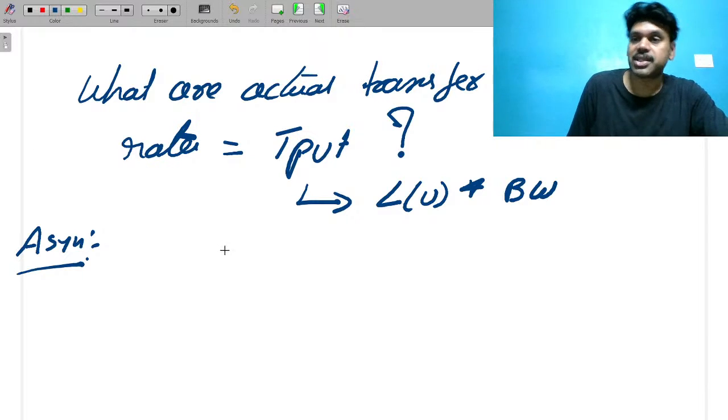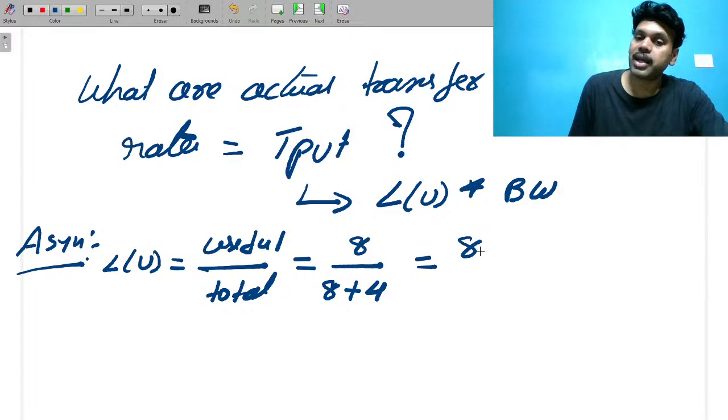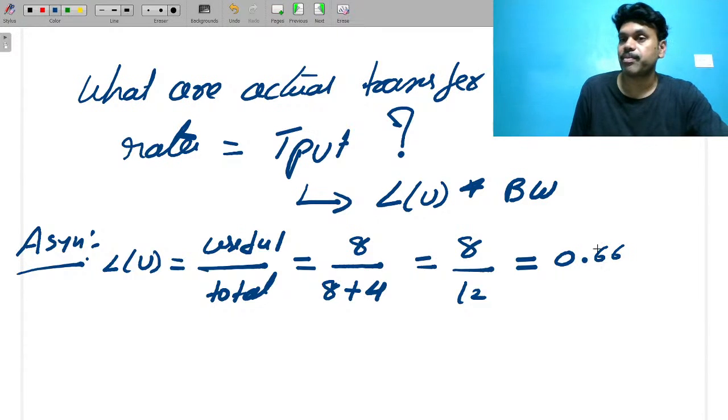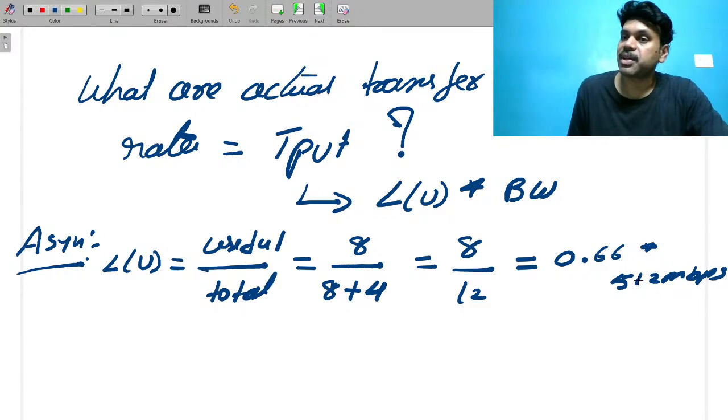If you talk asynchronous, your link efficiency, please remember this formula till the end of computer networks: useful divided by total. Useful is 8 bits. Total, I am sending 8 bits plus 4 extra, so 8 by 12. Your efficiency is 0.66. Multiply with your bandwidth, that is 512 Mbps. So this is your throughput, my dear friends.